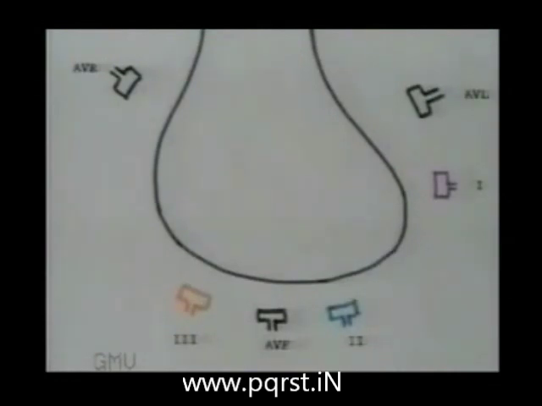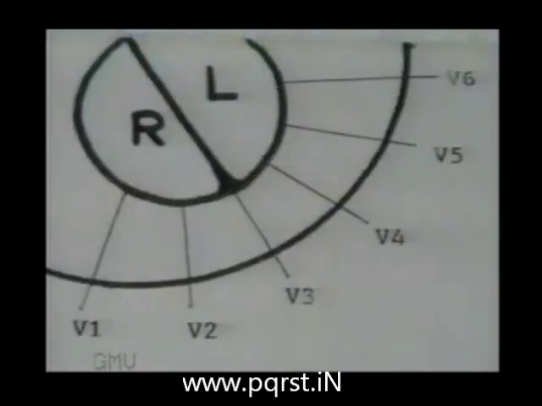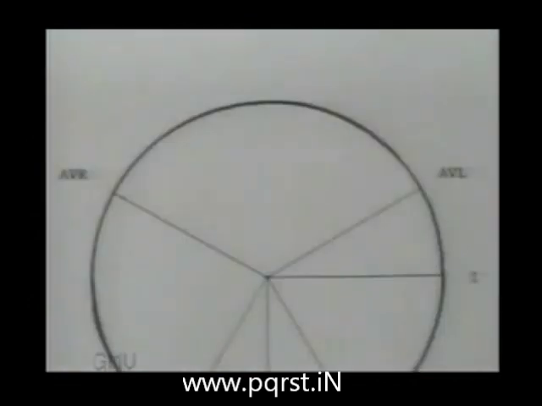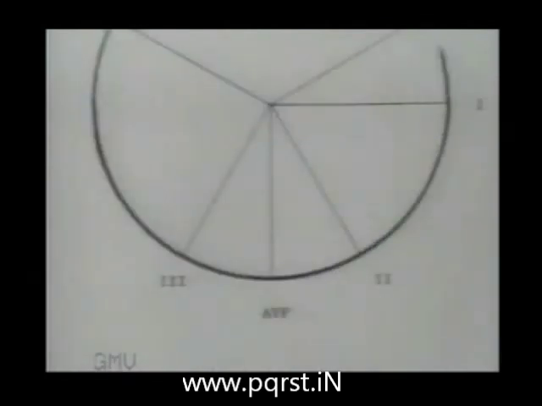Thus limb leads give different views of the electrical activity of the heart in the frontal plane, and chest leads give different views in horizontal plane. What we must remember always is that lead 1 and AVL are anterior leads directed to the anterior and left wall of the left ventricle, while leads 2, 3 and AVF are inferior wall leads directed to the inferior wall of the left ventricle. Leads 1 and AVL are leads to the anterior wall, and leads 2, 3, AVF are leads to the inferior wall.